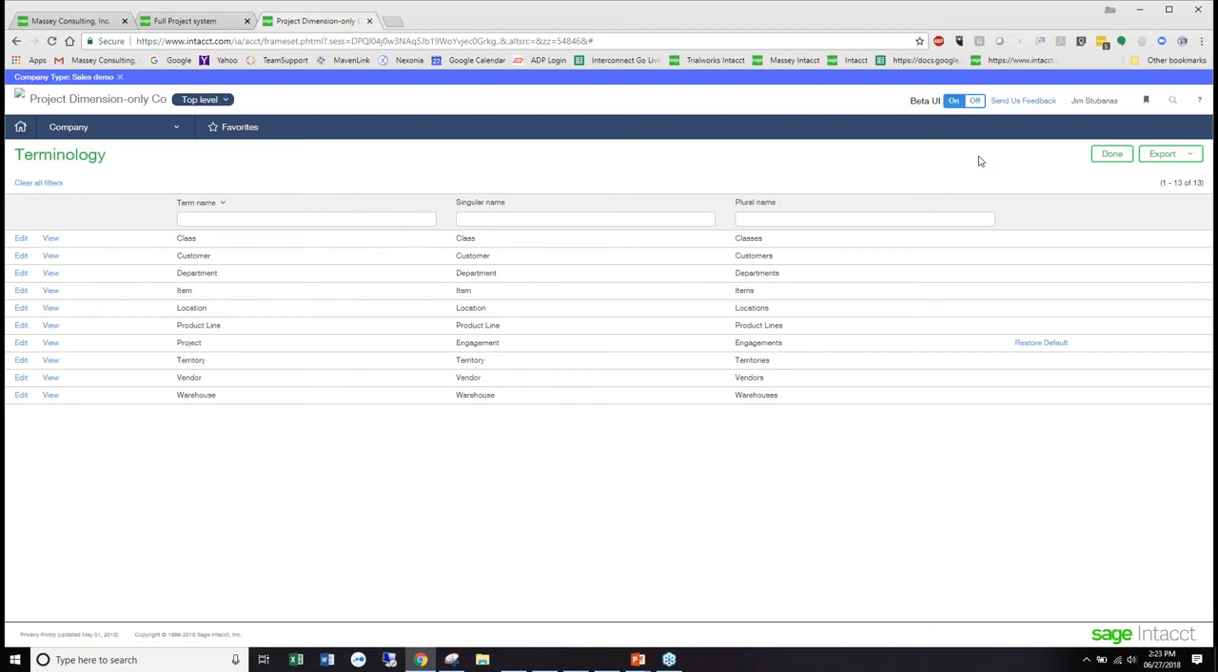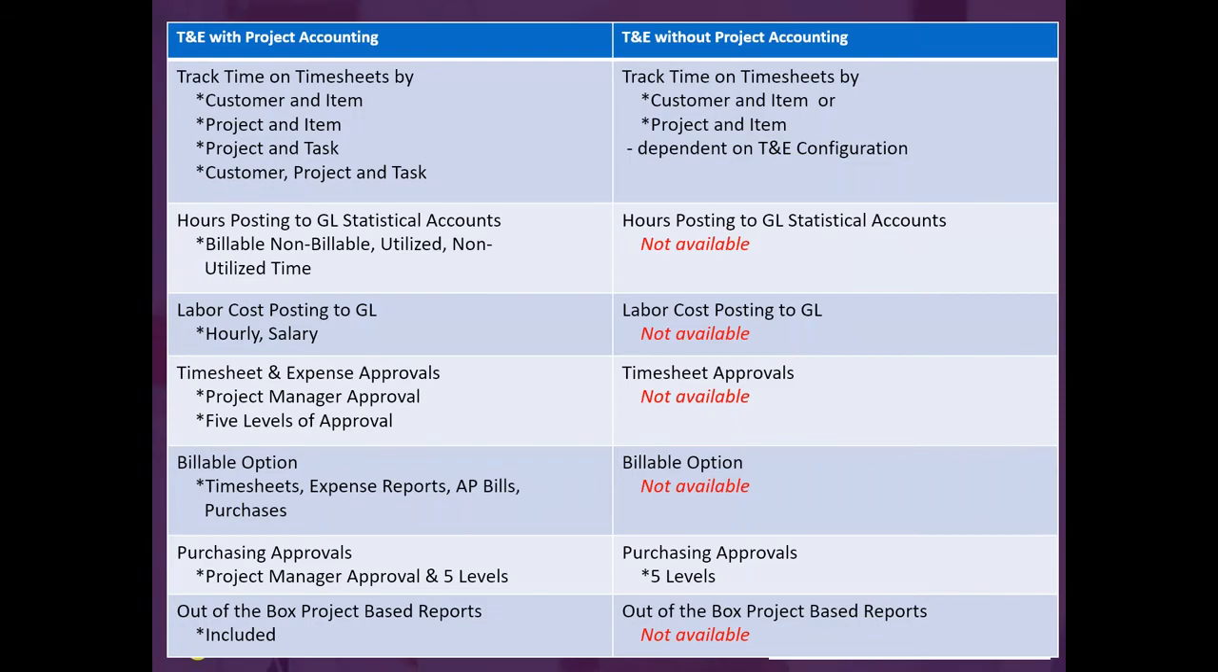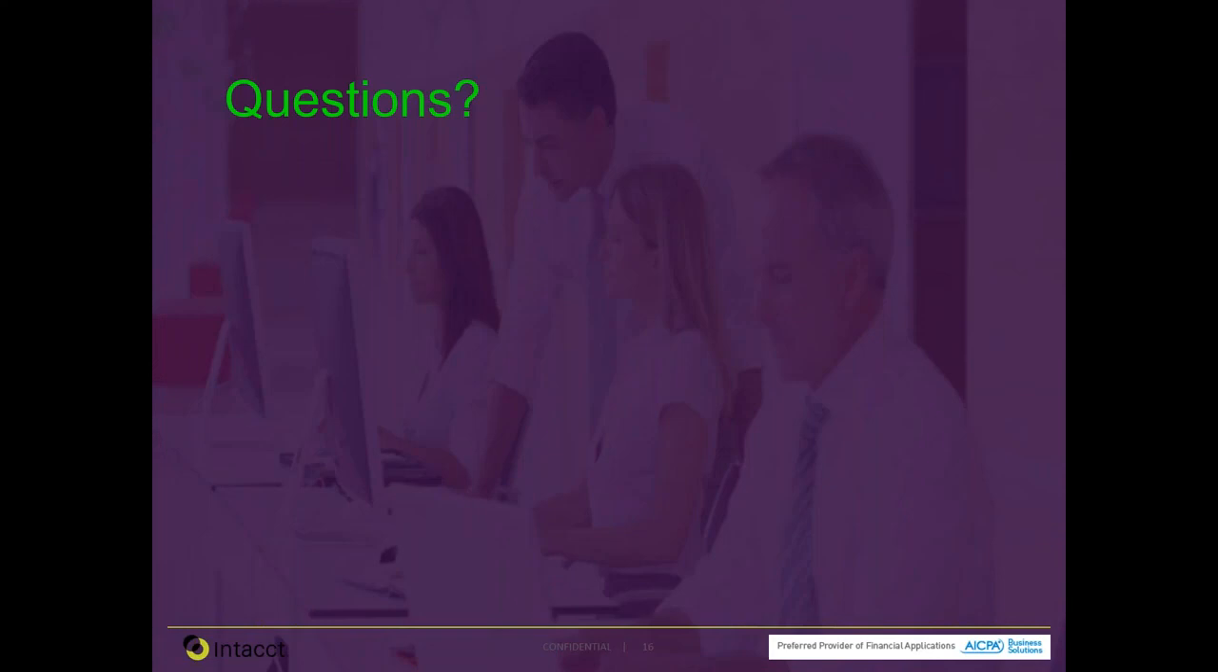So what you have is a fully functional, robust project system, possibly outside of Intacct, but you have the reporting available at the general ledger level that gives you very robust reporting on a project-by-project basis. So those are just two examples of where you might want to use the project dimension instead of the full project accounting. At this point, I am done with my presentation, and I'd like to open the floor to any questions that anyone might have.